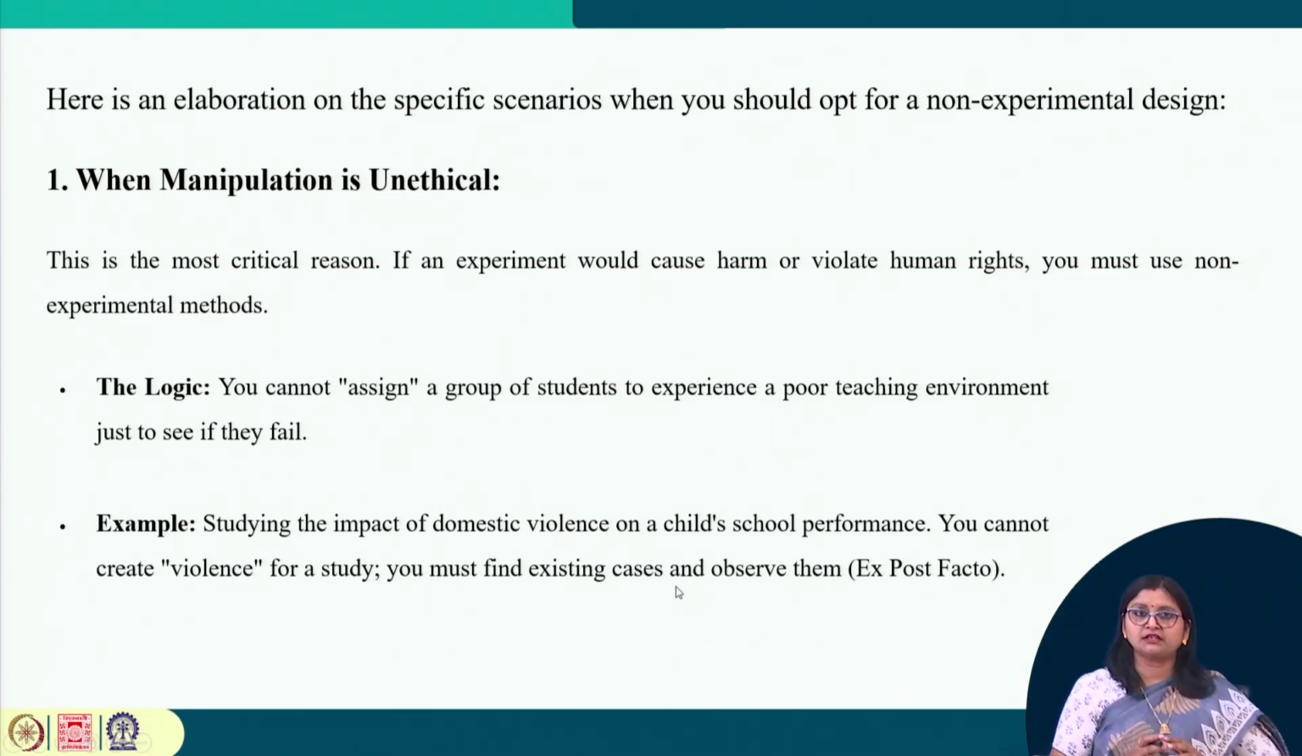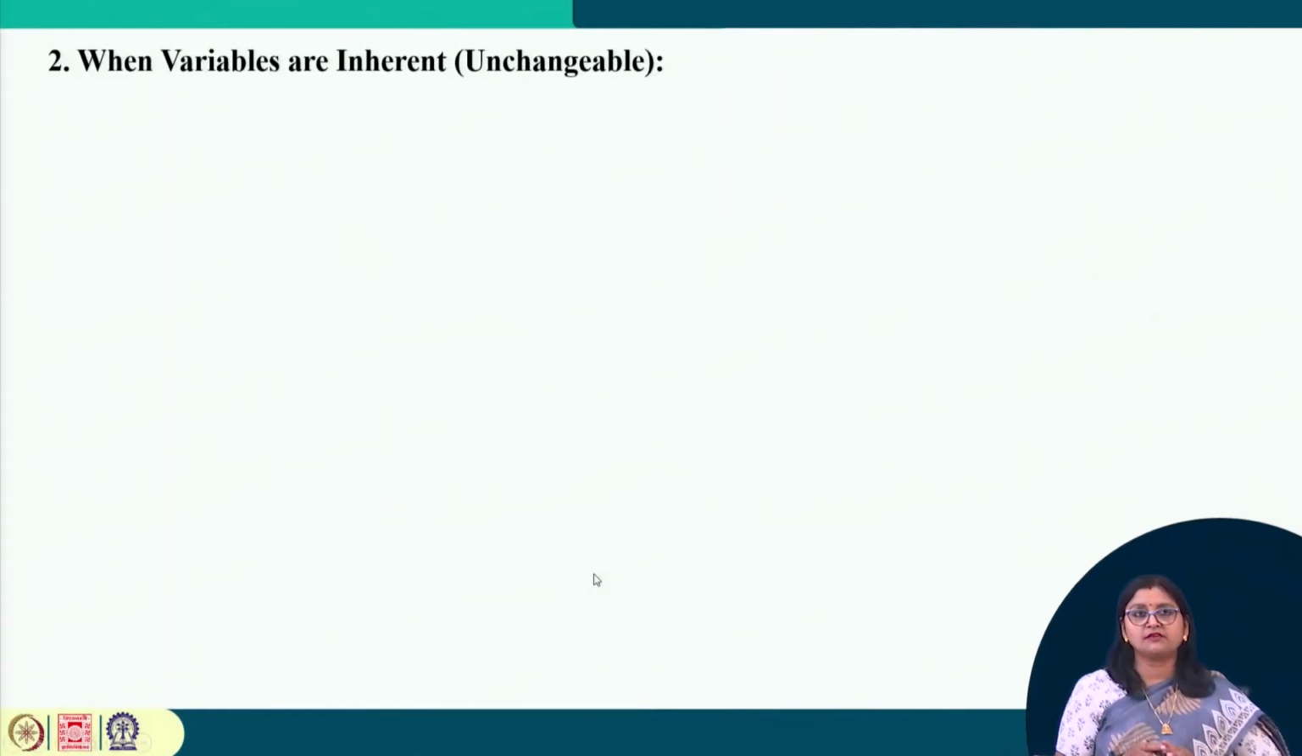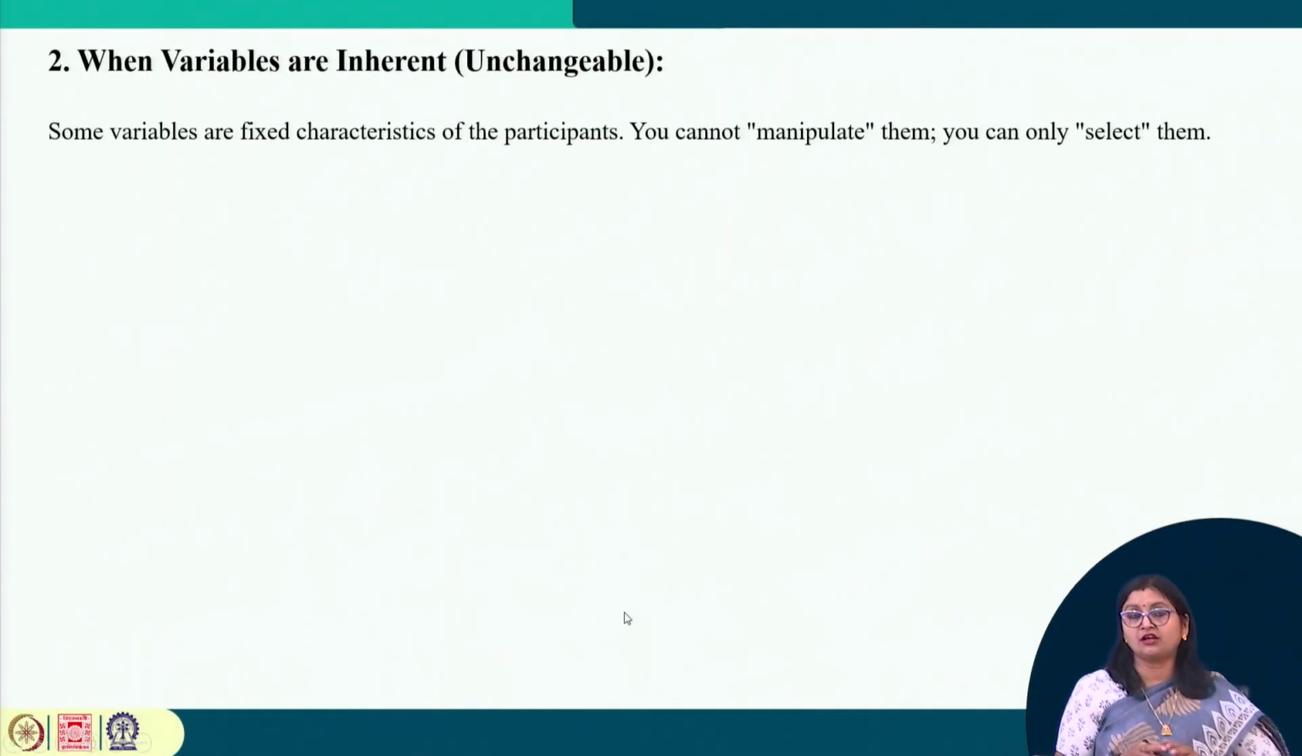For example, studying the impact of domestic violence on a child's school performance, you cannot create violence for a study. You must find existing cases and observe them, like in ex post facto. So, you cannot create violence in the family, but you have to find the families where this kind of environment is there, and you have to go for the study.